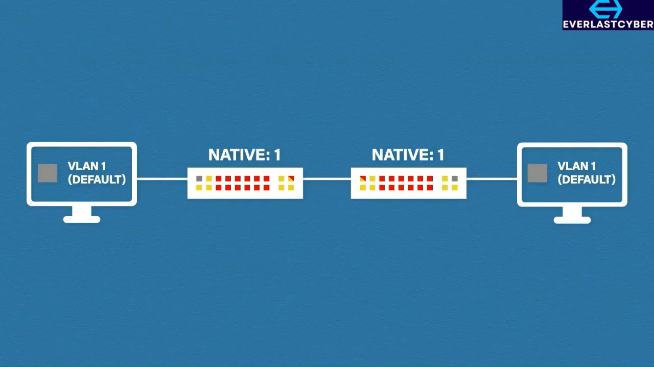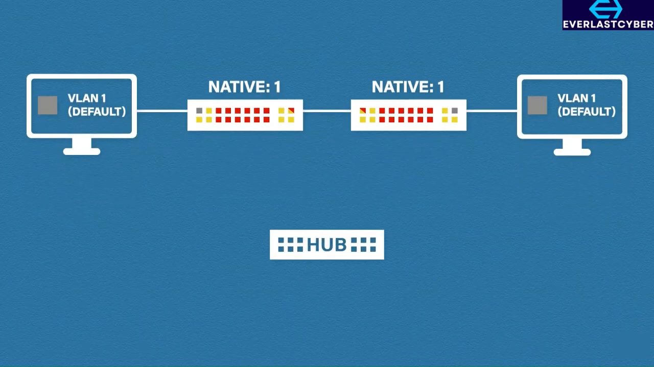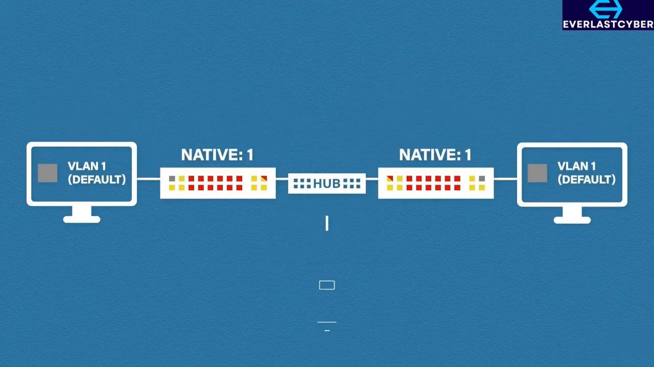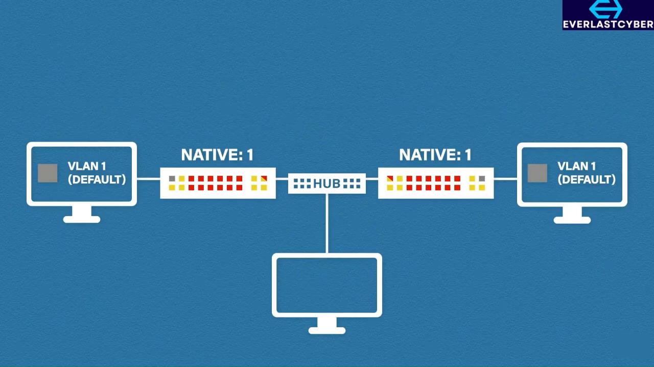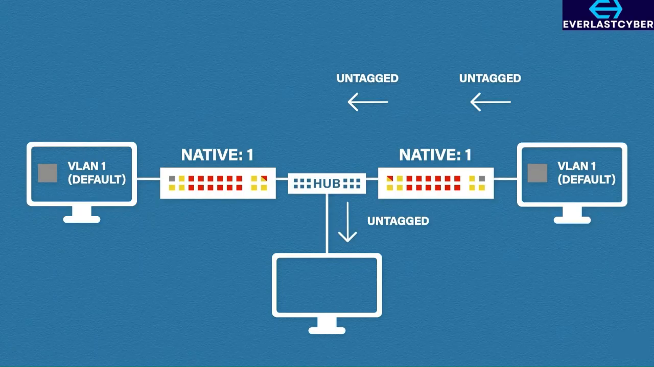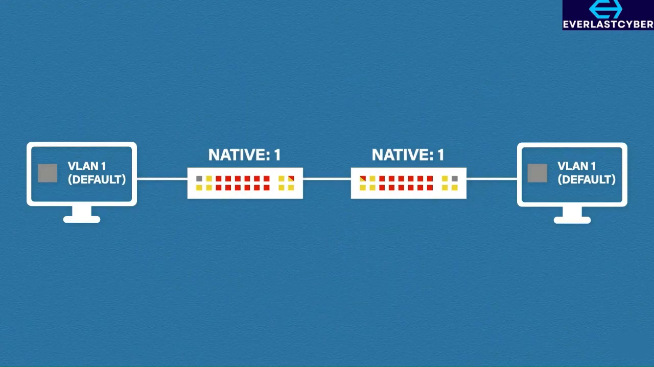So you might be wondering, why do we use native VLANs? And there are a few reasons why. Hubs can't read or write tags. All hubs can do is forward frames. Let's say we have a hub in the middle connected to another host. Using untagged native VLANs means we can send frames to our new host. If we didn't use native VLANs and the frame was sent tagged, then the host will just discard the frame because it doesn't understand VLAN tags.